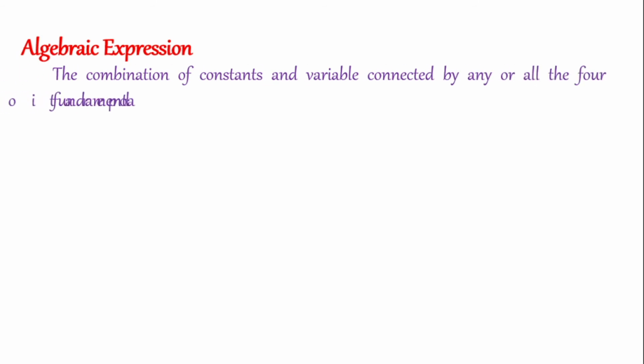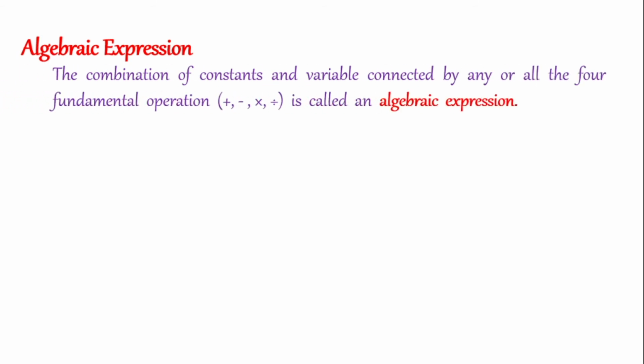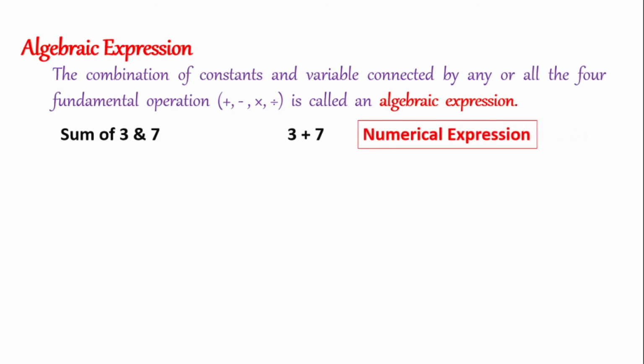Now let's discuss algebraic expression in detail. We can define an algebraic expression as the combination of constants and variables connected by any or all of the 4 fundamental operations. Let's understand this by an example. How do we write the sum of 3 and 7 in a mathematical way? First, sum means addition and we can write it as 3 plus 7. This is an expression and it has only numbers in it. Therefore, it is called a numerical expression.